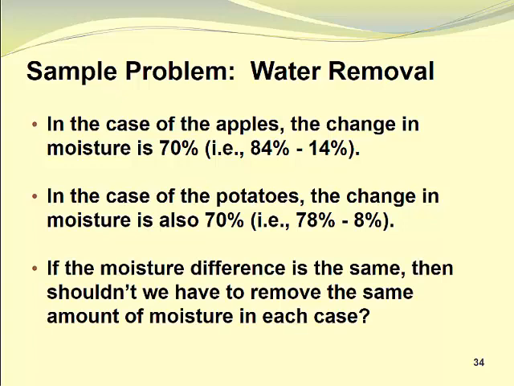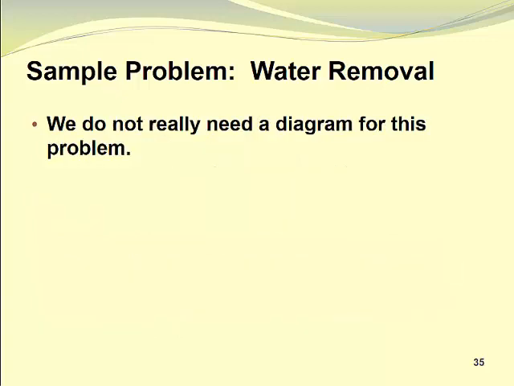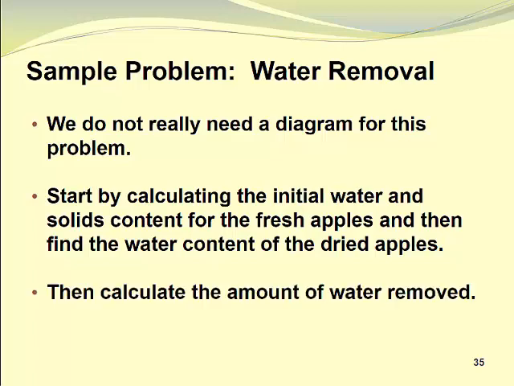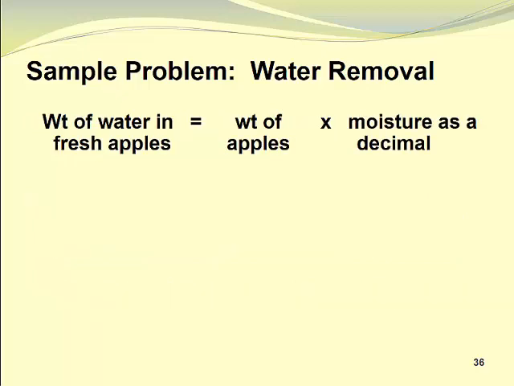If the moisture difference is the same, then shouldn't we have to remove the same amount of moisture in each case? We shall now see if that's correct. We do not really need a diagram for this problem, so we'll start by calculating the initial water and solids content for the fresh apples and then find the water content of the dried apples. Then we can calculate the amount of water removed.